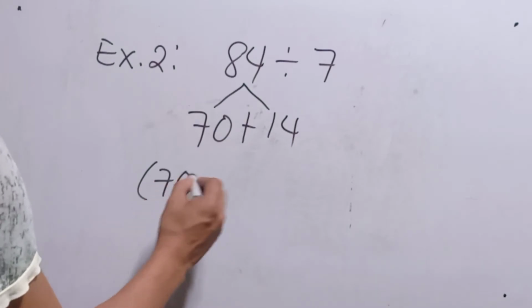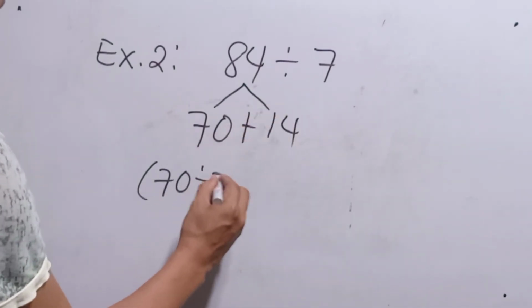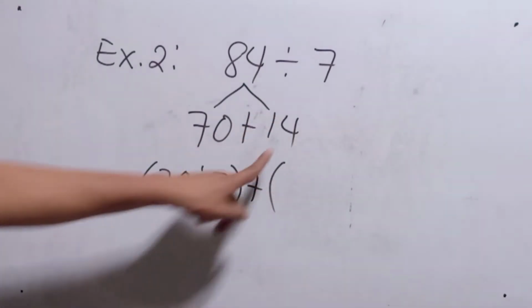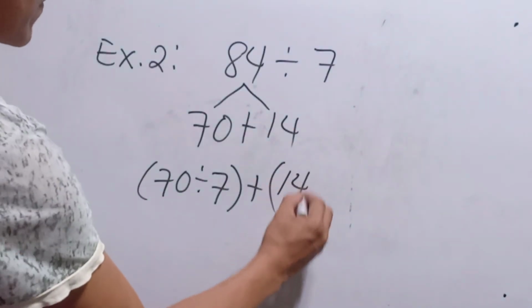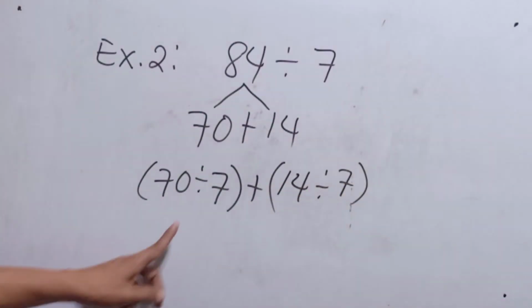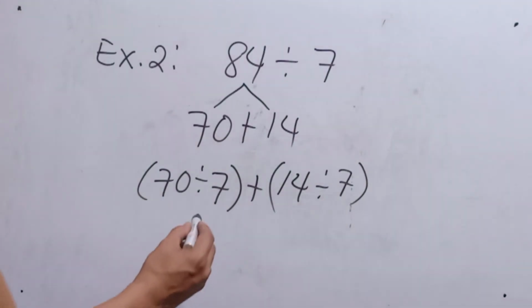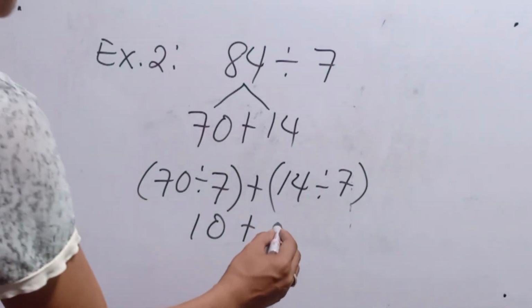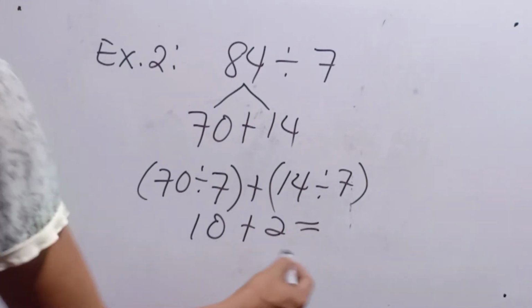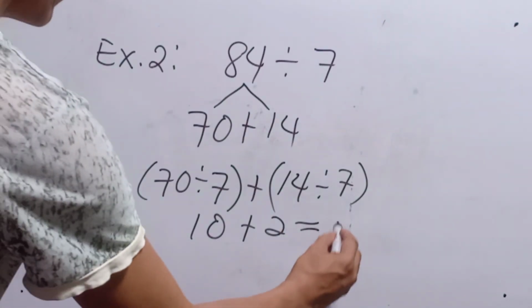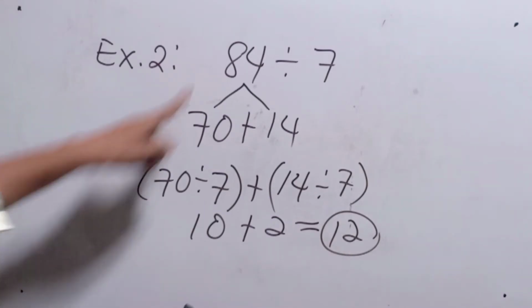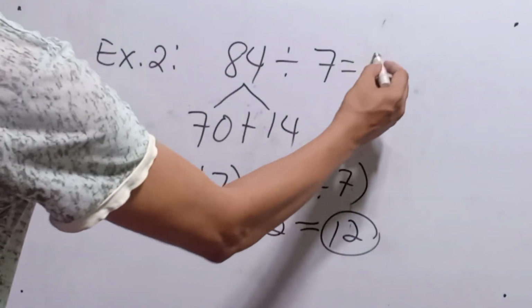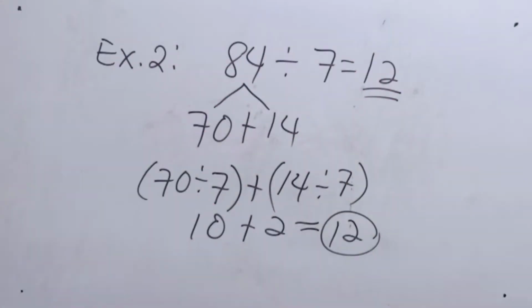So, let's divide 70 by 7 plus 14 divided by 7. Let's divide 70 divided by 7, that's 10, right? Plus 14 divided by 7, that's simply 2. So add them, 10 plus 2, that's 12. So our answer is 12. So 84 divided by 7 is 12.